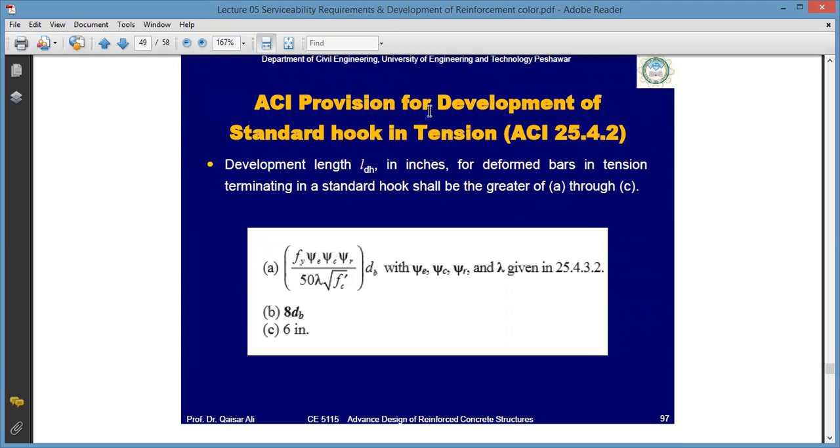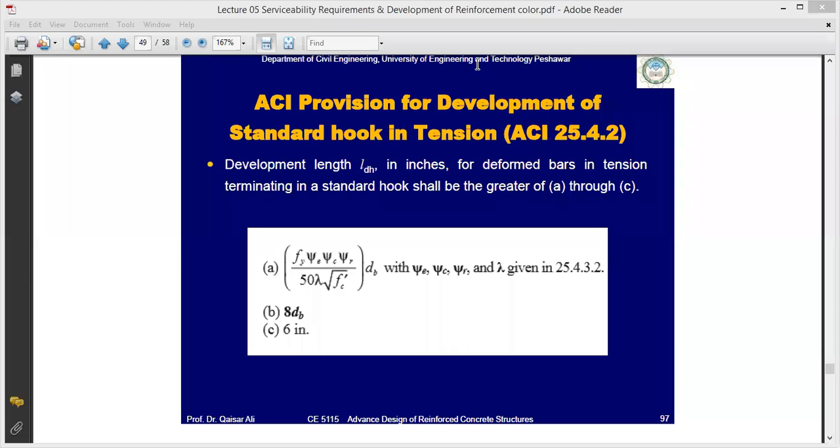Now, is there a provision for development of a standard hook in tension? Development length for hooks, in inches, for deformed bars in tension terminating in a standard hook shall be the greater of these. So the development length of a hook should be equal to either this, or this, or this.